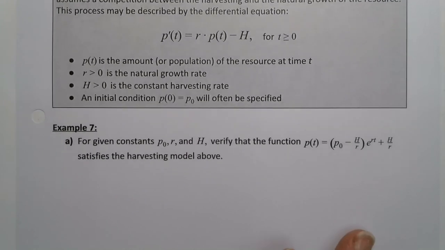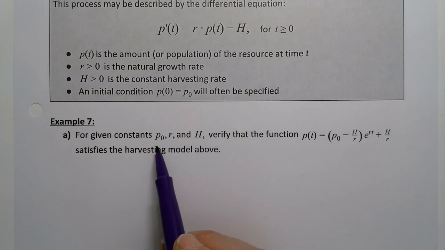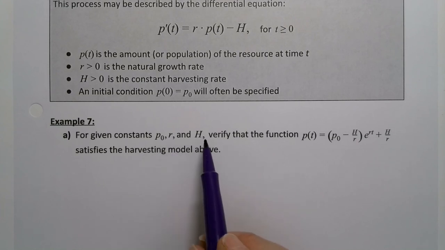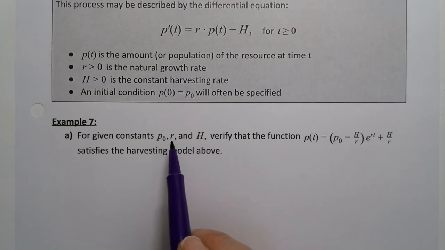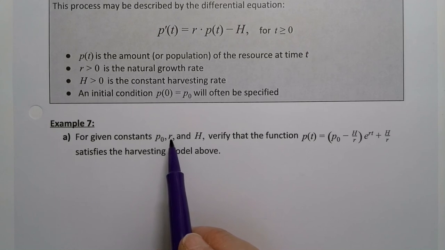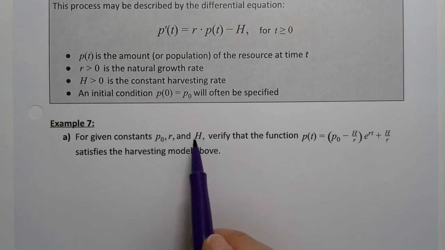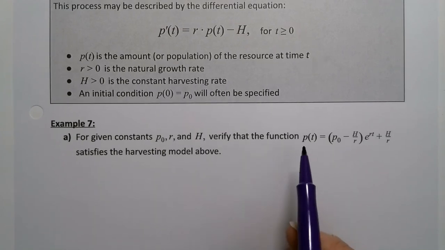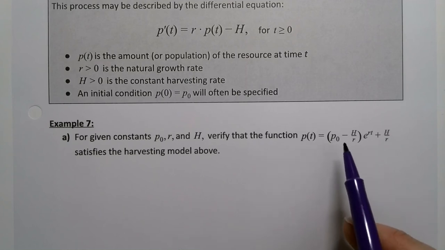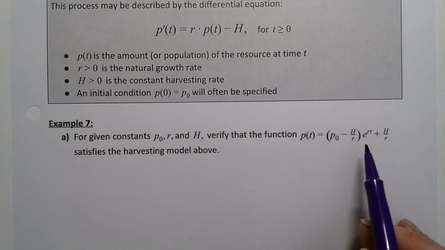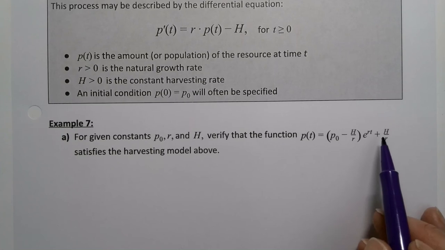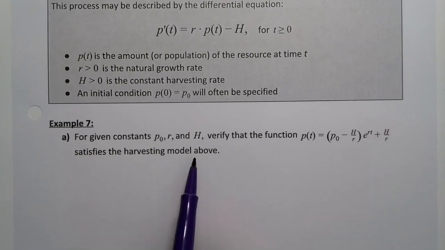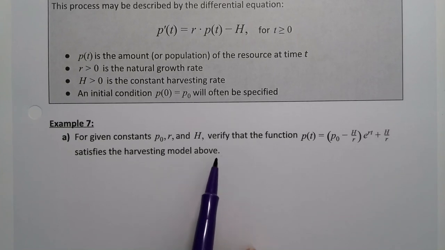So suppose that we are given constants P0, R, and H. In other words, we're assuming that the rate of natural growth is constant, the harvesting rate is constant, and P0, the initial amount that you were given, is constant. Verify that this function, P of t equals (P0 minus H over R) times e to the RT plus H over R, satisfies this harvesting model above.